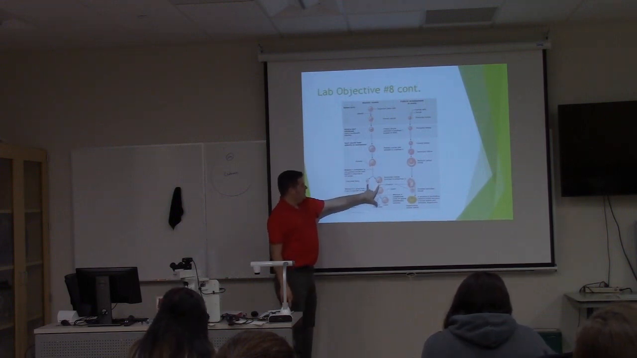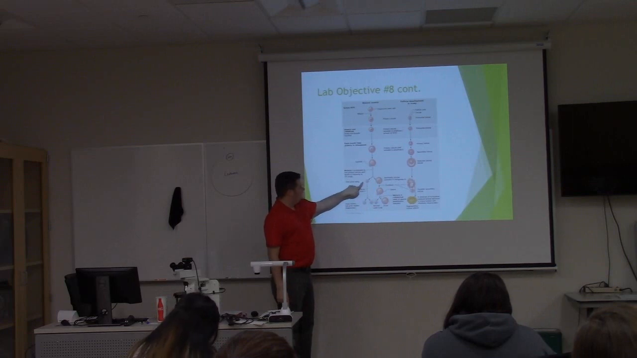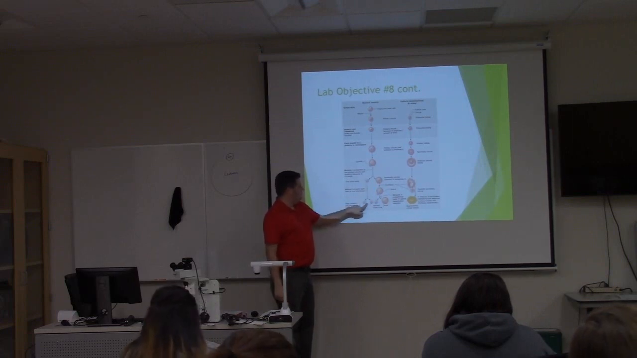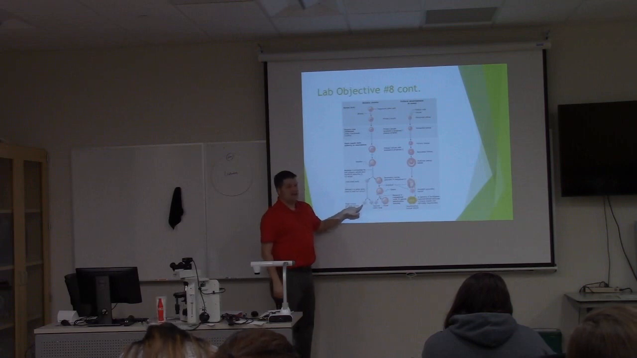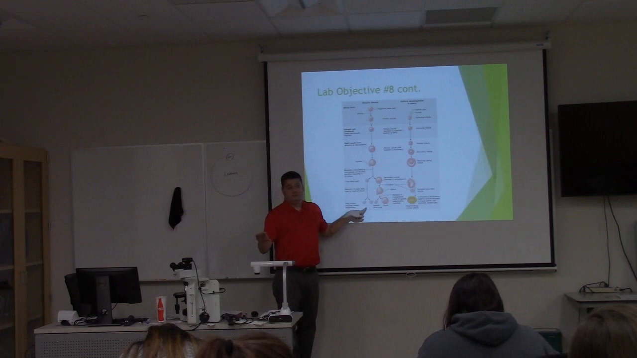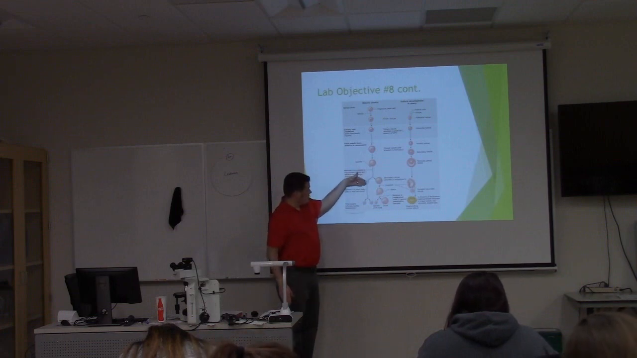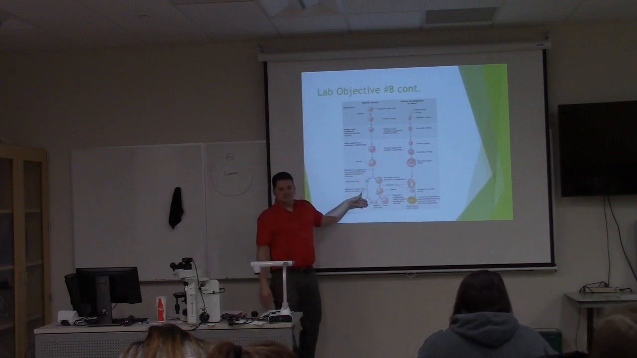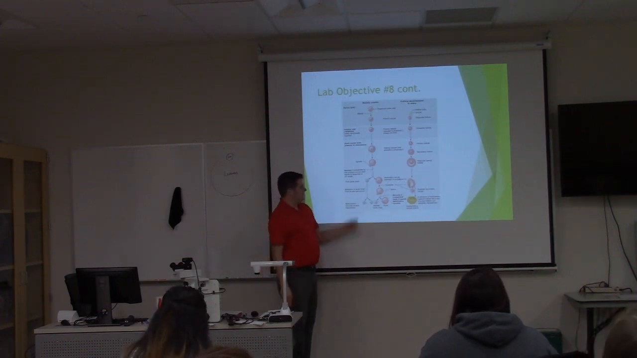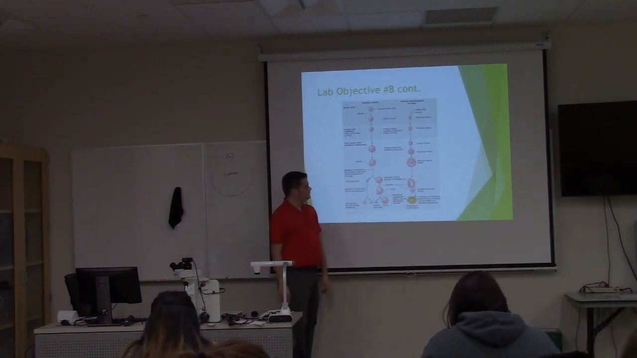Now, the first polar body goes through meiosis 2 and makes 2 additional polar bodies, which again are non-functional. So really, this whole side over here is really just wasted. Okay? We don't do anything with them. But they go through the process of meiosis 2.